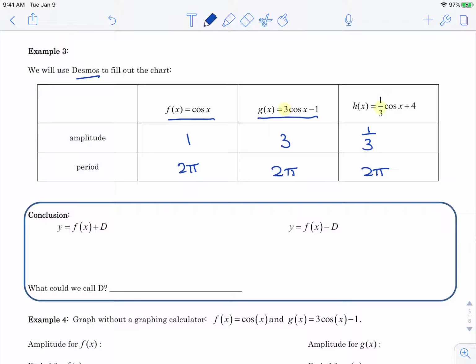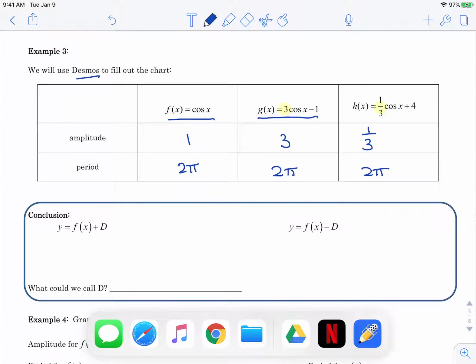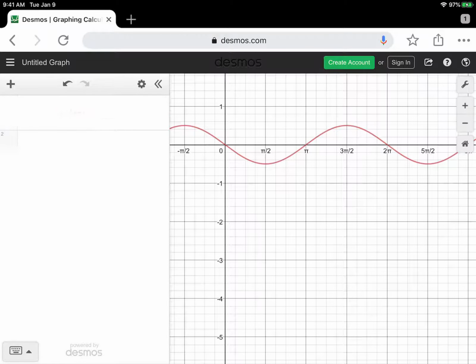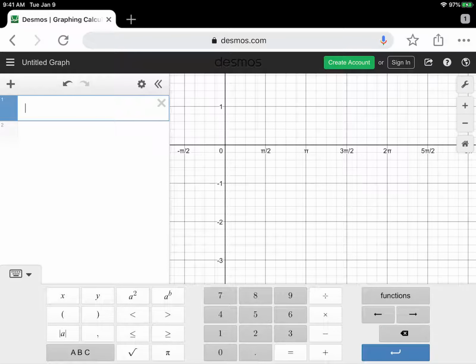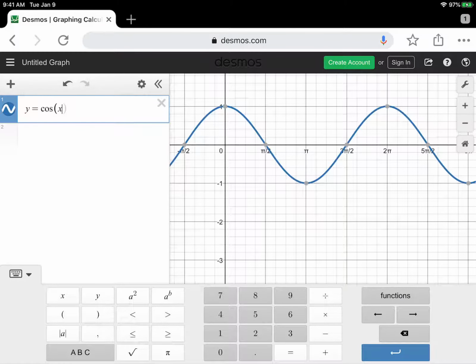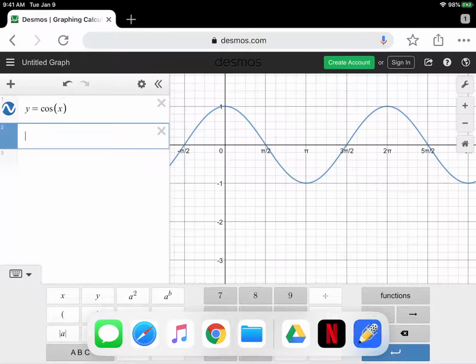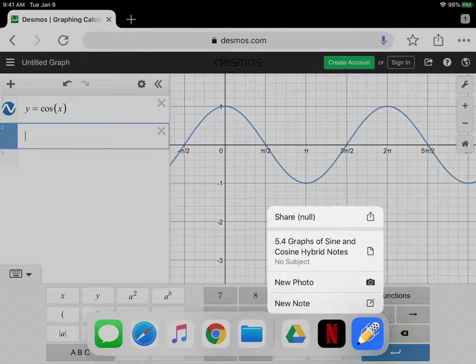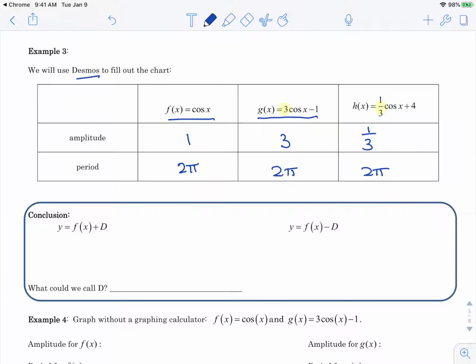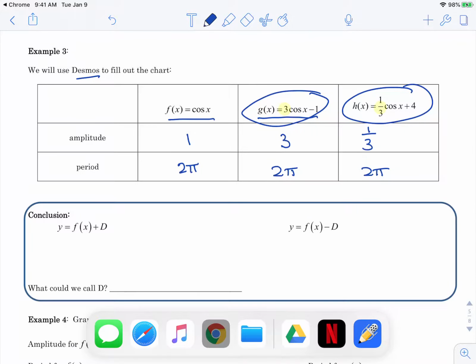So going to Desmos just to look, we'll go ahead and graph some of them. I thought I could get away with it, but I can't. I'm going to go ahead and plot the cosine function so I have something to compare it to. So that's my parent function. I'm going to graph this one and this one. Okay, hopefully I can remember.